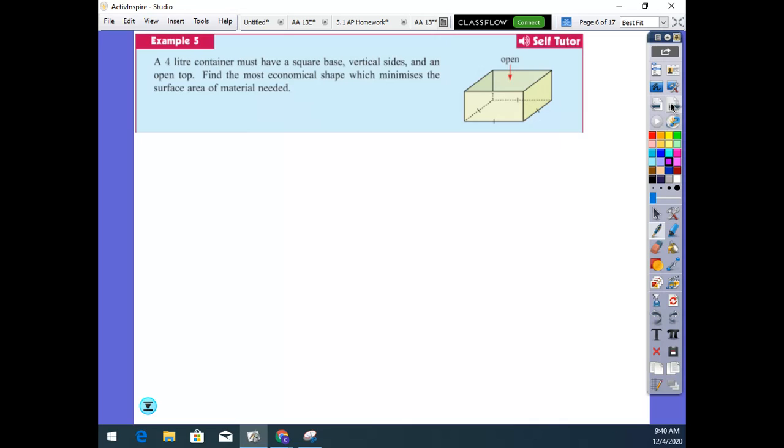All right. So this one is a little bit different. I think the hardest part of this one, it starts with 4 liters. So you probably don't remember this, but back last year in the first red book that we did, we talked about capacity.